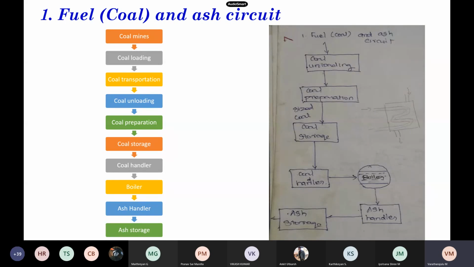We need to carry the coal to the boiler. Once it is burned, it is converted into ash. Then with the aid of the same handler, we need to remove the ash, and then we have to store the ash. And the storage is a major issue in the case of ash content.